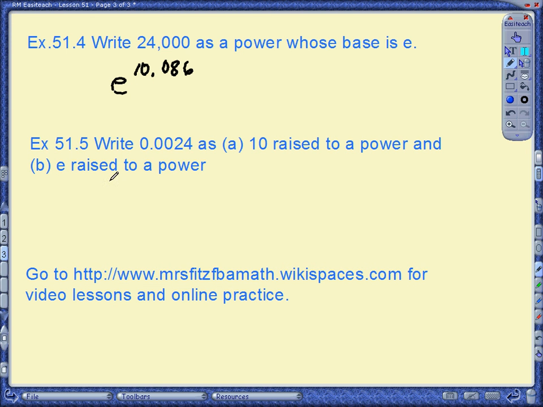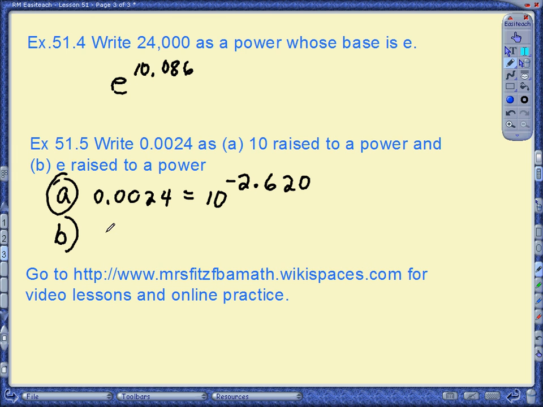We want to write 24 ten-thousandths as a power, as 10 raised to a power. So now we go back to log. Remember the common log has 10 as a base, and it's the log on your calculator. 0.0024, enter, and I get, for A, 0.0024 equals 10 raised to the negative 2.620 power, rounded to 3 places.